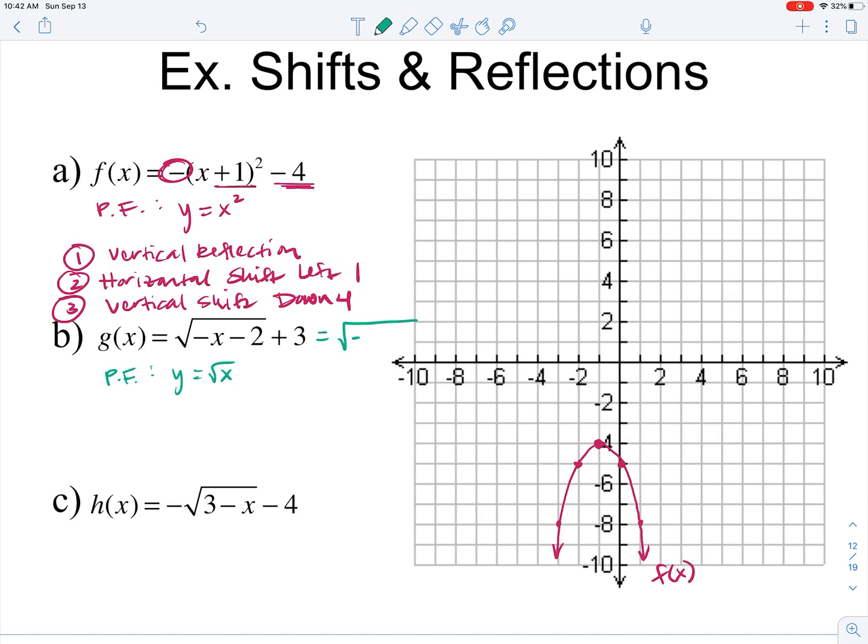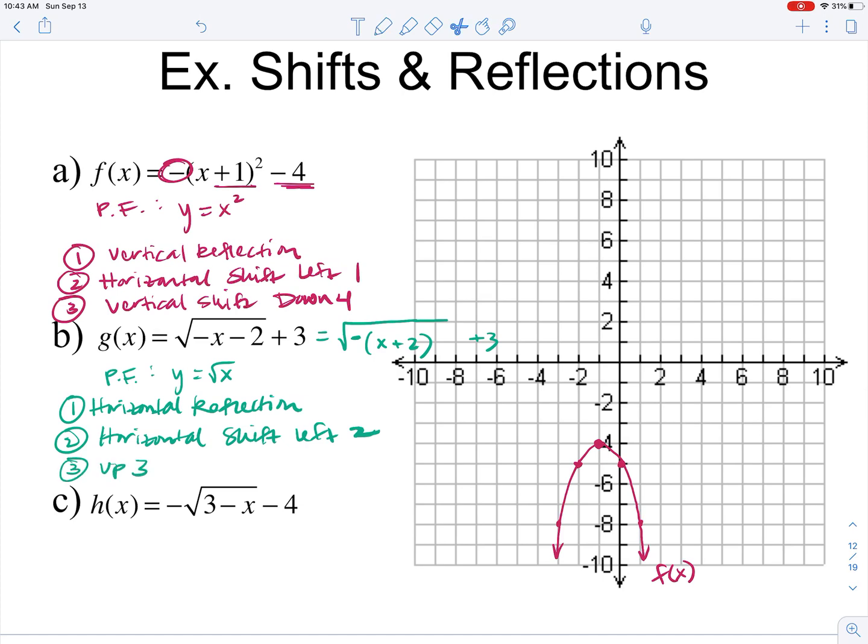So the equation here needs to be rewritten by factoring out a -1 from underneath the radical. So factoring out -1, leaving us with the square root of negative times the quantity x plus 2. And then that plus 3 is still there. That means that there is a horizontal reflection and a horizontal shift left 2 units. Okay, and if I hadn't factored out that negative, I would have written down right 2 units, but it's actually left 2 units and then up 3.